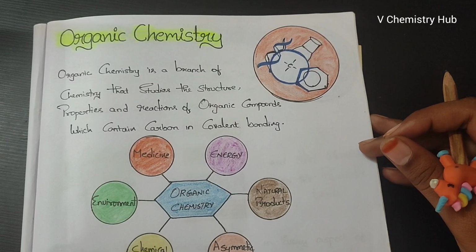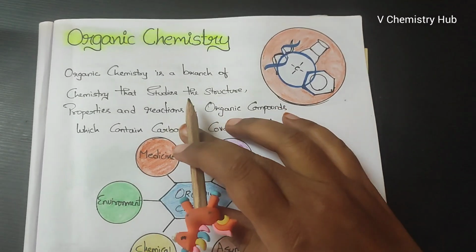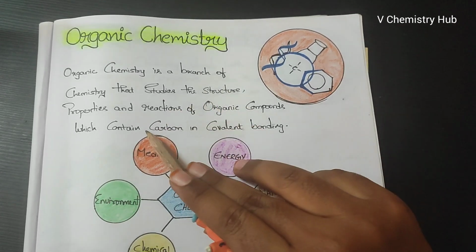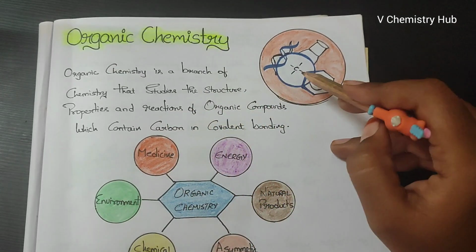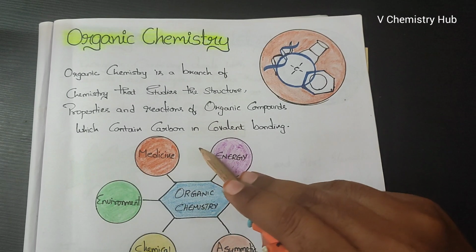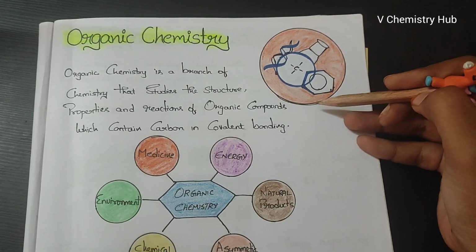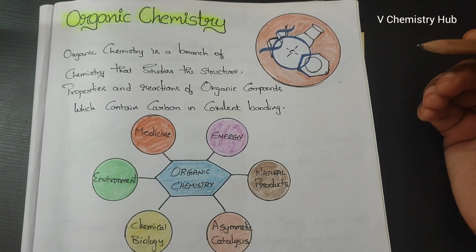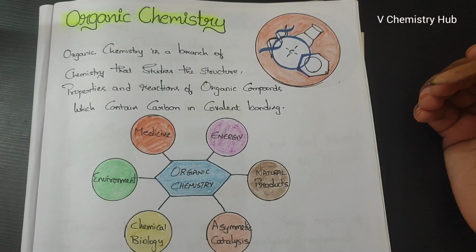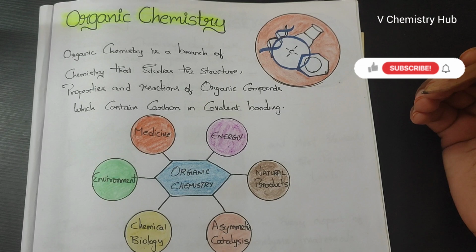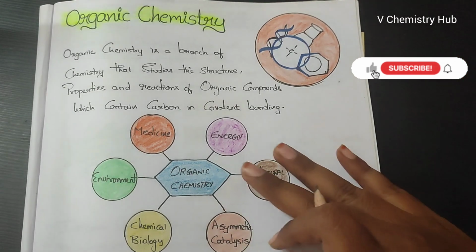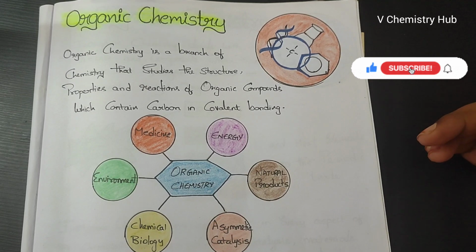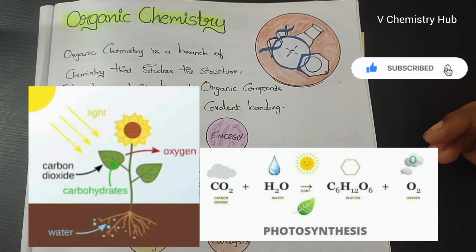Now coming to organic chemistry. Organic chemistry is a branch of chemistry that studies the structure, properties and reactions of organic compounds, which contain carbon in covalent bonding. Organic chemistry is the study of carbon compounds such as fuels, plastics, food additives and drugs. Organic chemistry deals with the study of carbon and the chemicals in living organisms. A common example is photosynthesis in a leaf.